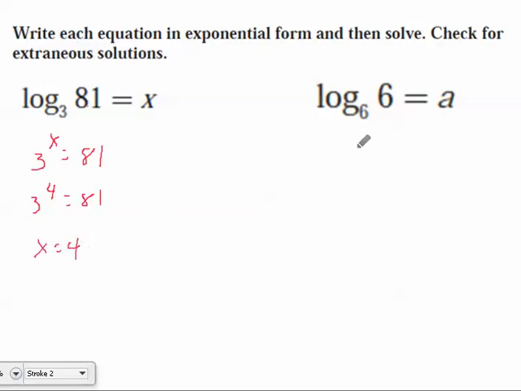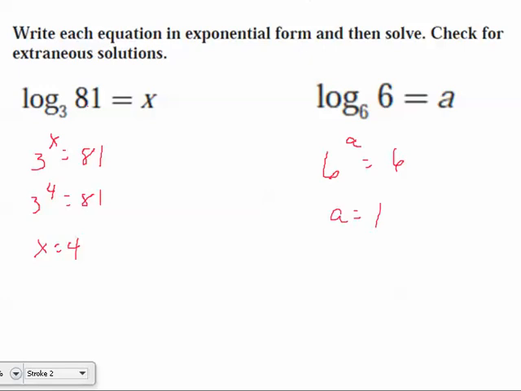For this one, 6 to the 8th power equals 6. Well, you know what? It's got to be a 1, doesn't it? Because if I divide by 6, that's going to give me a 1 there. So a has to equal 1, because it's the only value for a that would make this be true.